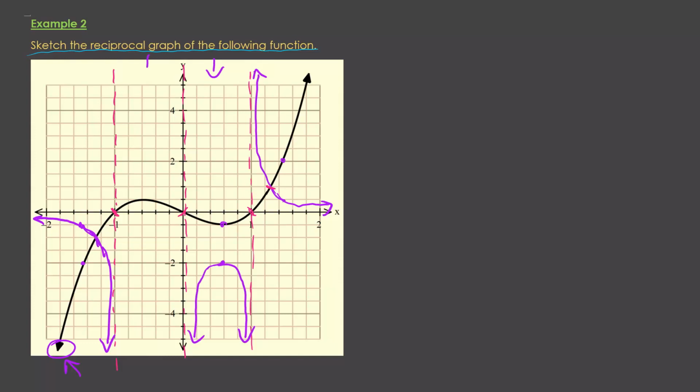And now if we consider this section, it's going to be similar except that the values are positive. So this appears to be at about 1/2. 1 divided by 1/2 is 2. That's going to be a minimum on our reciprocal, and it's going to go off up the asymptotes like so.